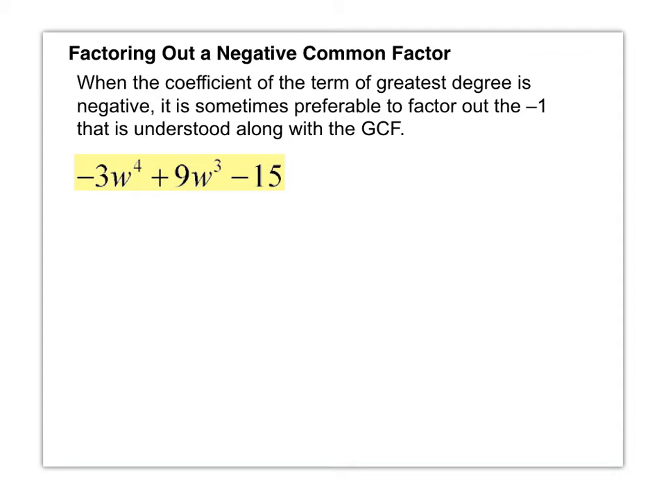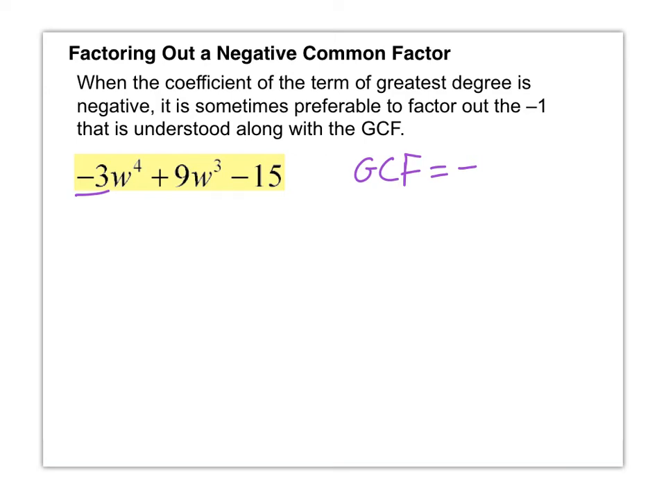Factoring out a negative common factor. When the coefficient of the term of greatest degree is negative, it is sometimes preferable to factor out the -1. That is understood along with the GCF. So our first coefficient here is negative. So part of our greatest common factor is negative.